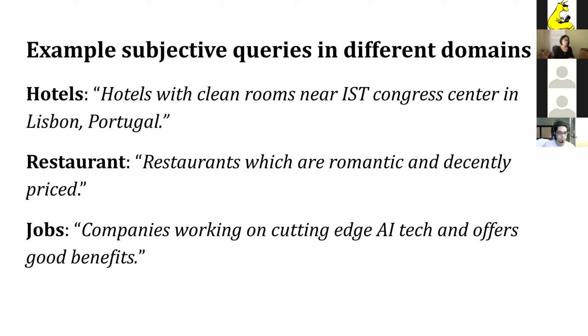In other domains, you may want to ask for restaurants which are romantic or decently priced, whatever decently means, it's very subjective, right? Or in terms of jobs, which Recruit is big about, people come to the system and ask very vague queries like, I want to work for companies with cutting edge AI technology and gives great benefits, right? So these are all very subjective criteria.